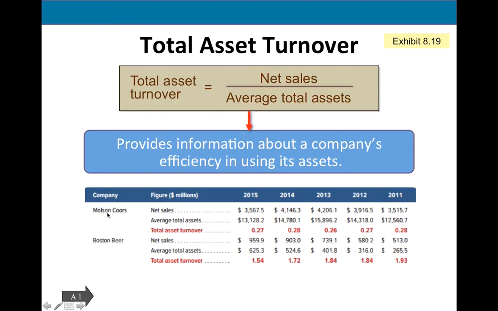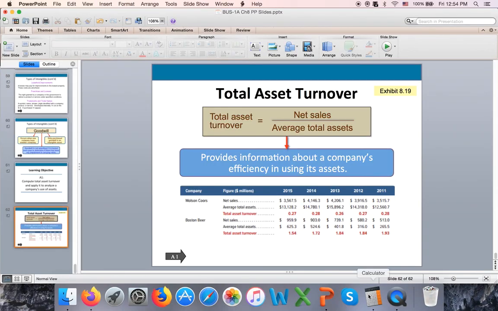So you can see here Molson Coors and Boston Beer, and you can see that Boston Beer generates more revenues per dollar of asset. This concludes chapter 8.